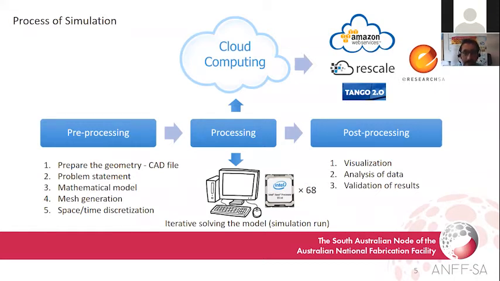We use Rescale, which is an HPC system based in the US. We used to use eResearch SA in South Australia, but it's closed. In UniSA, just recently, they announced that the HPC can be accessible for all researchers, students and staff. They call it Tango 2, which is promising. So in some cases, we can use this platform too. In post-processing, it's only about analyzing the data, so we can visualize the data and validate the result if it's required.